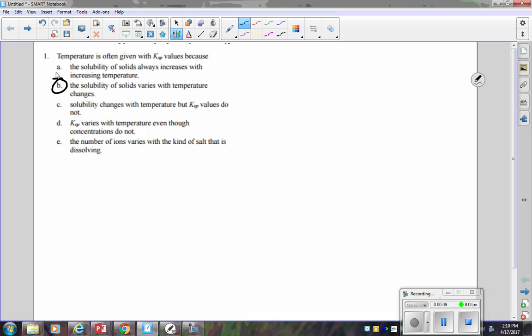We know that K varies with temperature. Ksp, some values get larger, some values get smaller. To be honest with you, it's not like a set change in solubility. So what we do is we just know solids vary. The solubility of solids does vary with temperature changes. K always varies with temperature. Just keep that in mind. There's not a uniform one for Ksp, so you don't have to worry about that.